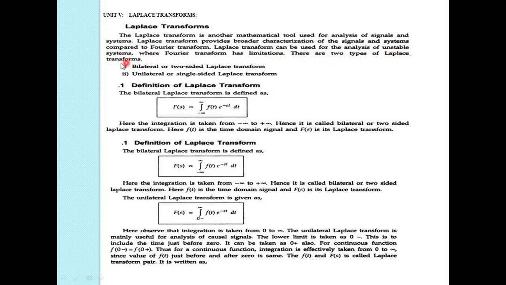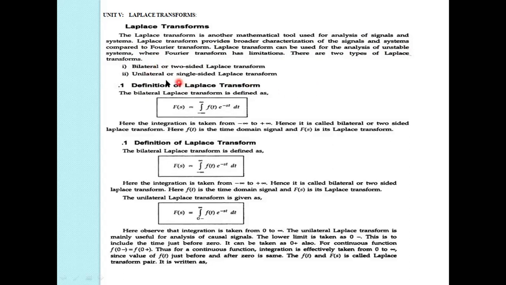There are two types of Laplace transform: bilateral, nothing but the two-sided Laplace transform, and the second one is unilateral, nothing but the single-sided Laplace transform. Both are the same; at one property only, there is a difference between bilateral and unilateral. The remaining is all similar.